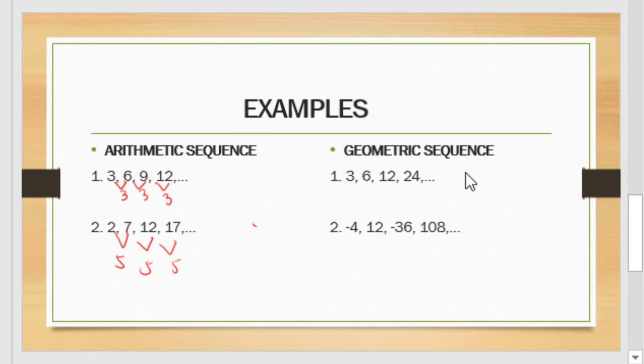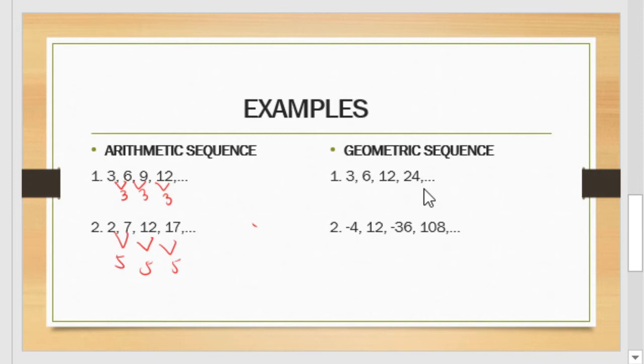For the geometric sequence, however, for example, number 1, we have 3, 6, 12, and 24. Now, the first term is 3. How do you think we obtain the second term? What about the third term? What about the fourth term? If you look closely at the pattern, you simply multiplied by 2. You multiplied 3 by 2, that's why you obtain 6 for the second term. And for the second term, again, you multiplied by 2 in order to obtain 12. And 12 times 2, it's 24.